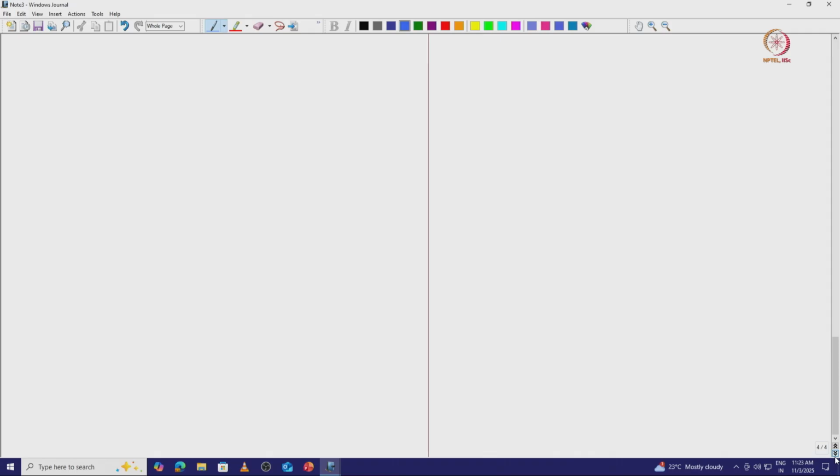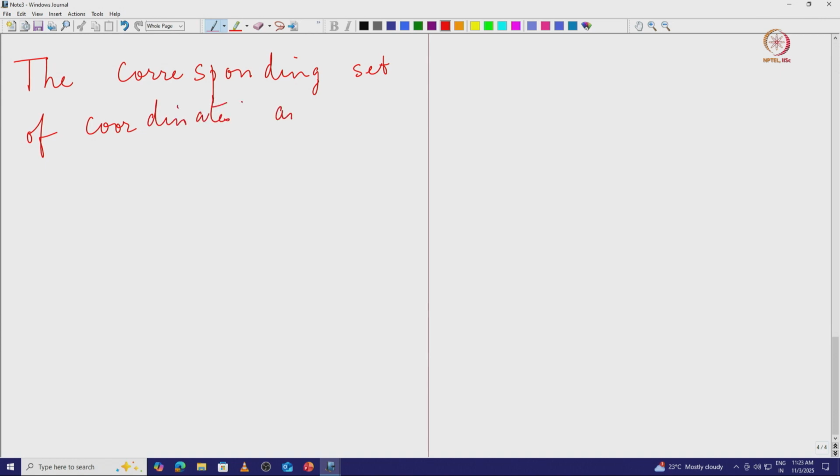Okay, so whenever you have a coordinate chart, we have a corresponding set of coordinates, which I will denote by x1 up to xn, and these are called geodesic normal coordinates.